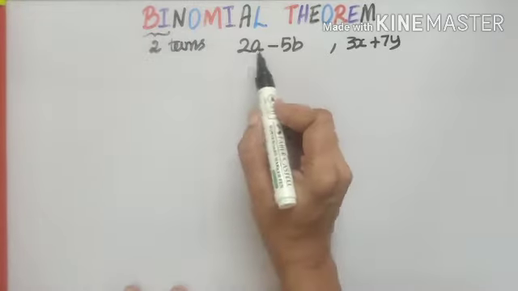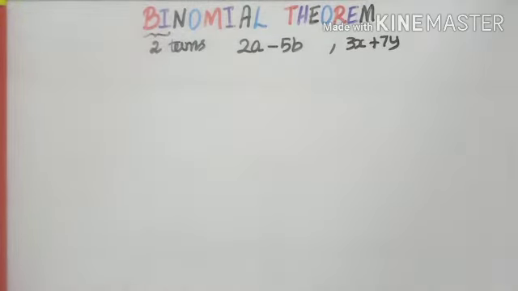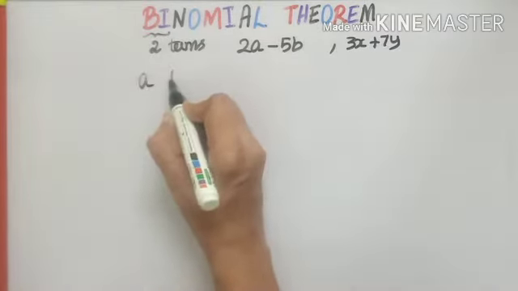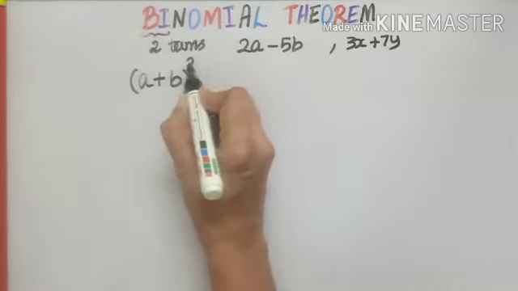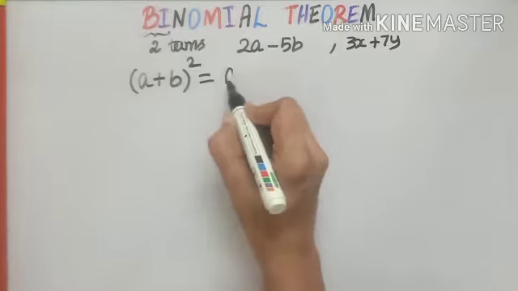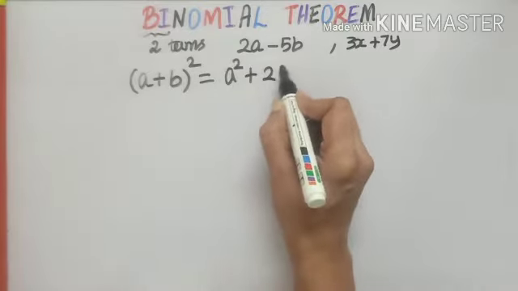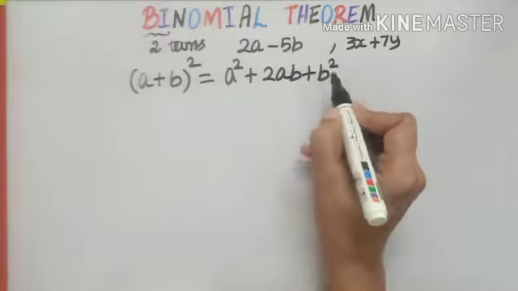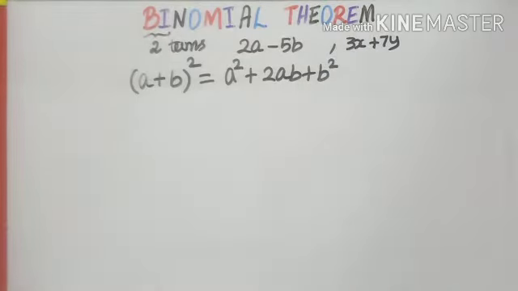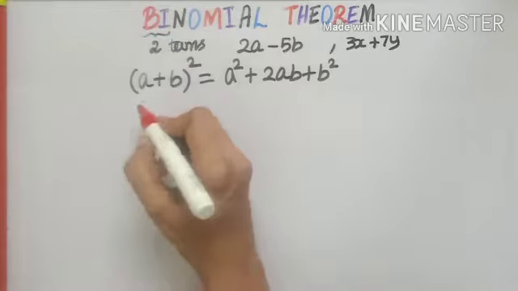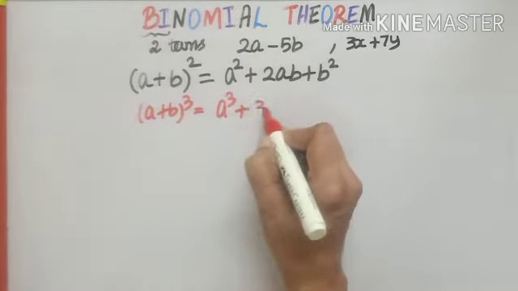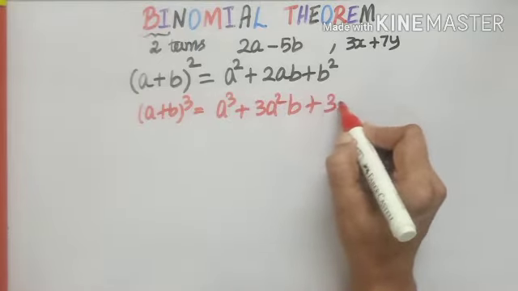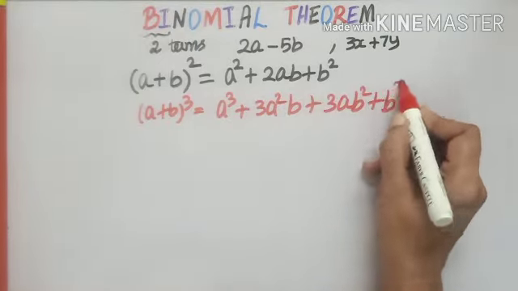Now, whenever I say two terms, what comes to your mind? Two terms, say a and b. Immediately you remember which one? The identity. (a plus b) the whole square. What is the expansion? a square plus 2ab plus b square. Is that all? Have you studied (a plus b) the whole cube? Yes. So what is (a plus b) the whole cube? It is a cube plus 3a square b plus 3ab square plus b cube.